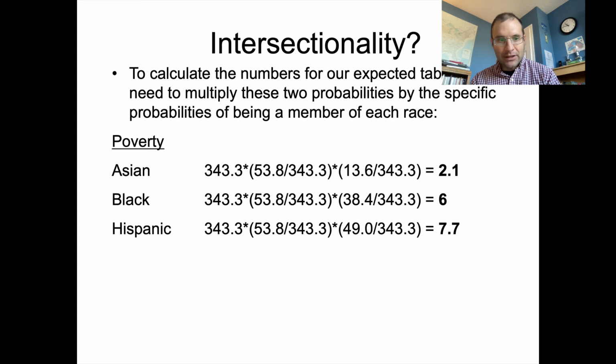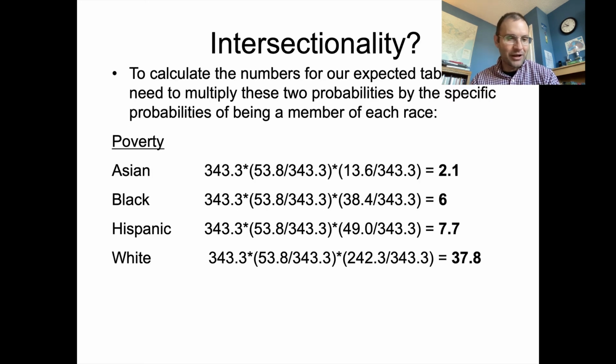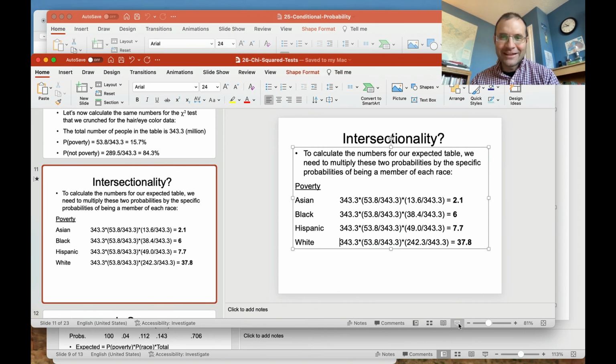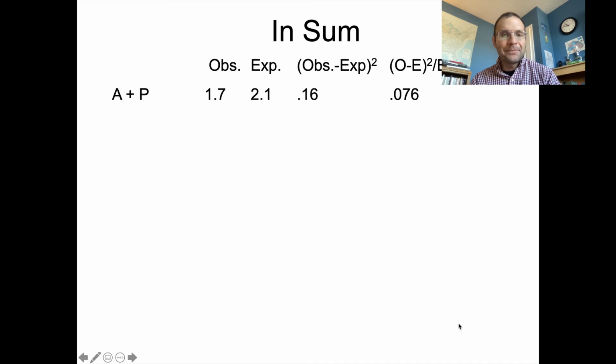For black people it's 6, we'll just keep on going up the scale here. Hispanic people is 7.7, and white people is 37.8. The products work out the same way. My formatting did not, so we'll fix that. And what we get out of that is the same math to calculate the chi-square statistic at the end.